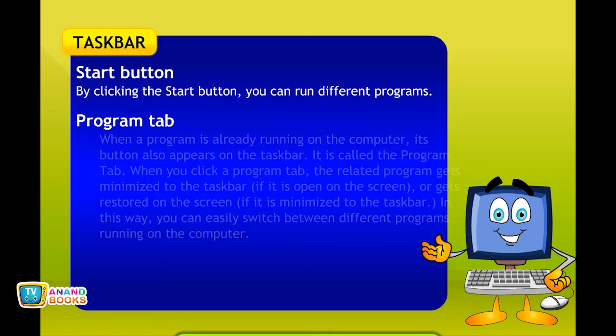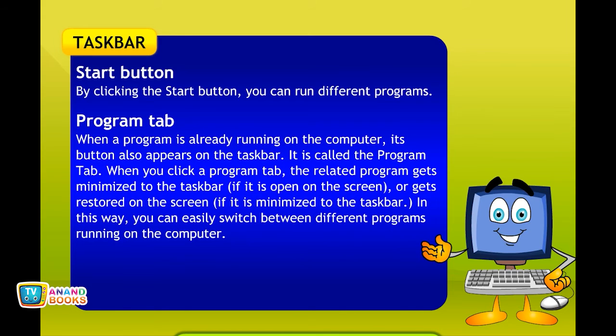Program tab. When a program is already running on the computer, its button also appears on the taskbar. It is called the Program tab. When you click a Program tab, the related program gets minimized to the taskbar or gets restored on the screen. In this way, you can easily switch between different programs running on the computer.